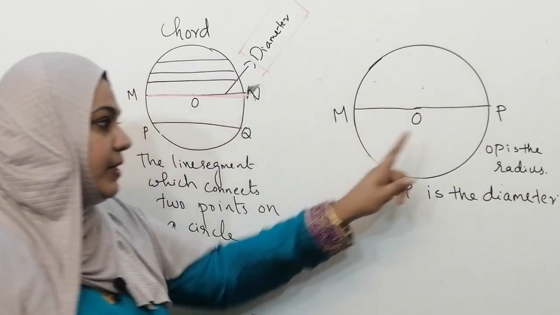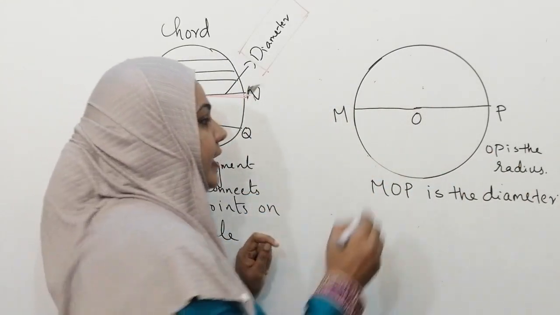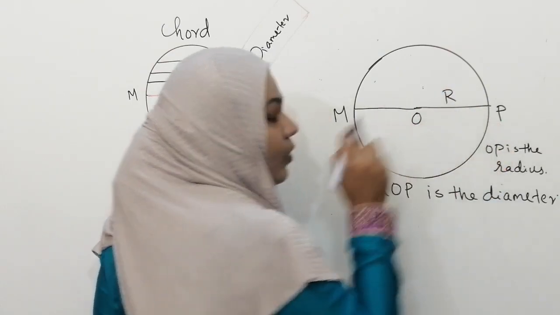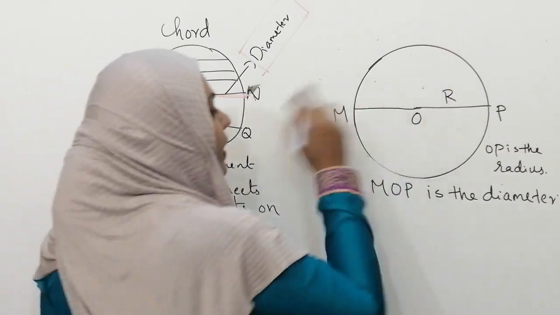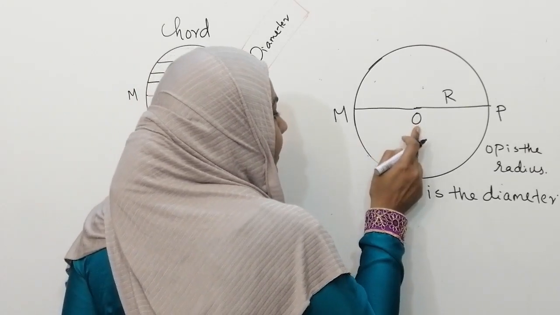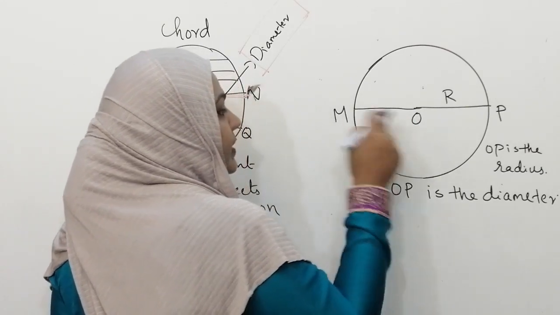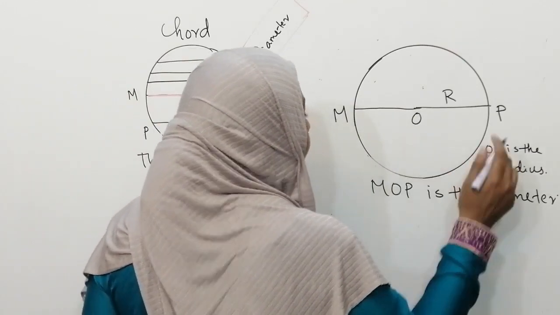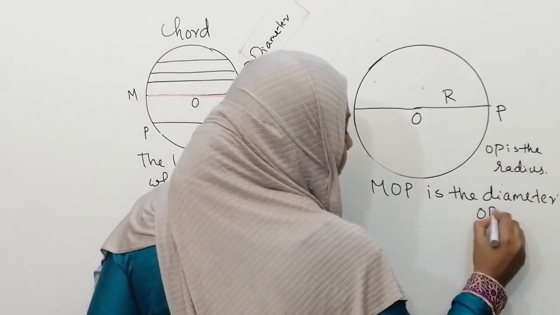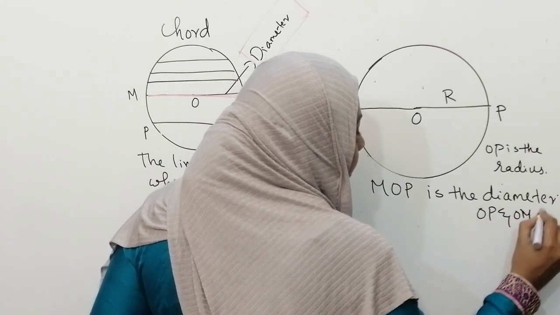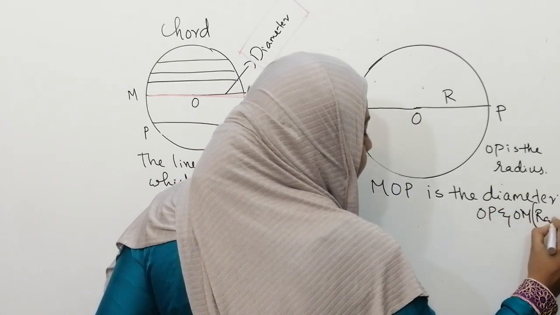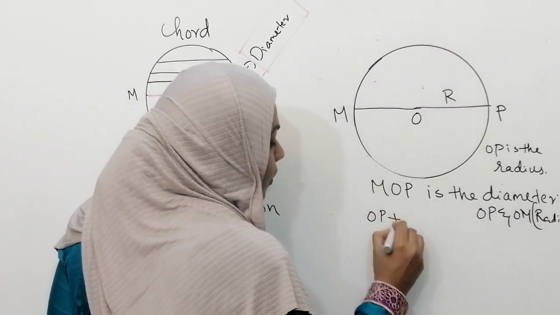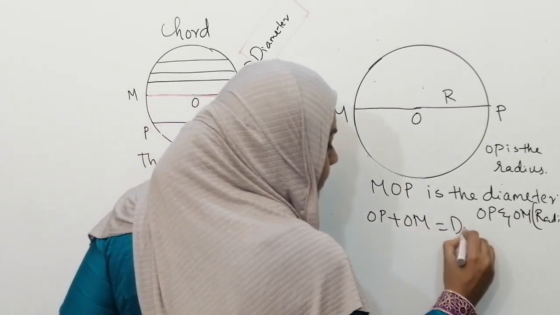So, what is the connection between radius and diameter? You can see this is radius, from center to edge of the circle or boundary of the circle. From here also you can see from center to edge of the circle. So, here we can see 2 radius are there, OP and OM. Both are radius. So, here what we can say, OP plus OM is our diameter also.